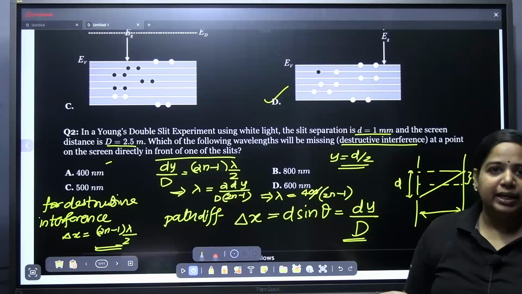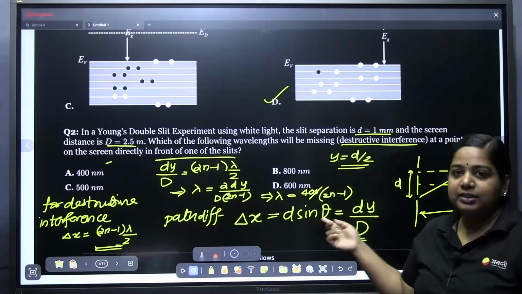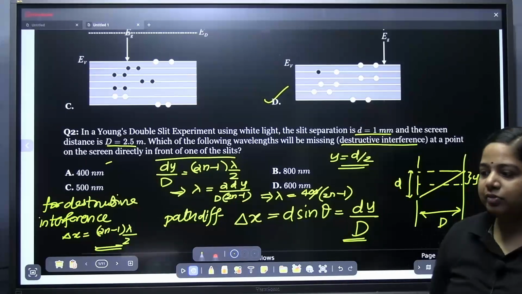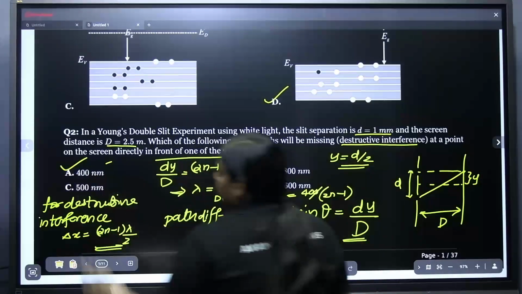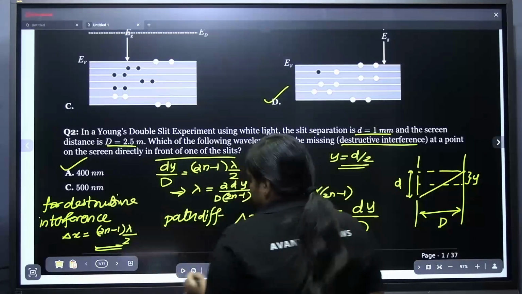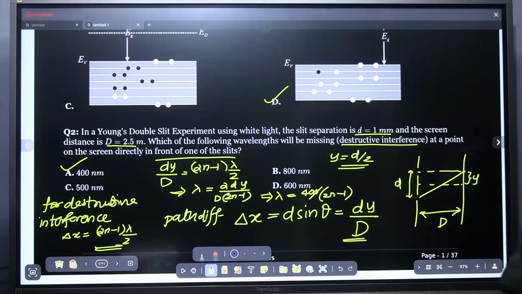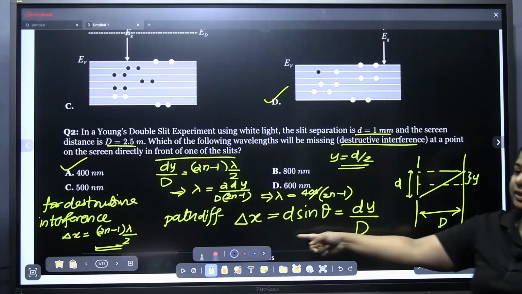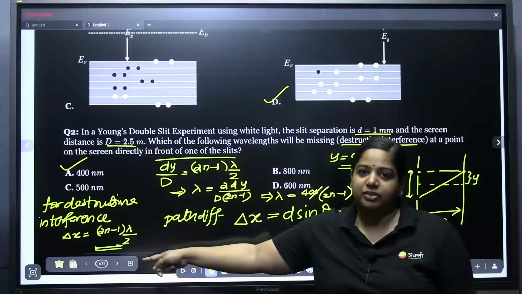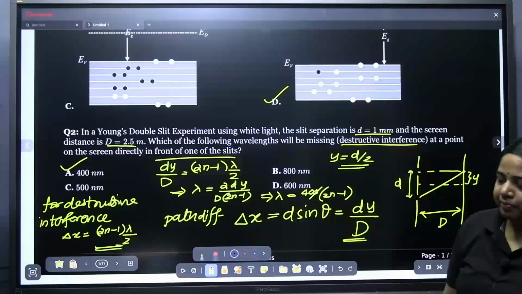When you substitute n equal to 1, this is equal to 400. When you substitute n equal to 2, this is 400 by 3. That value is not present in the options. So we can go with the first option, that is 400 nanometer. Is it clear? Do you have any doubt in this one? We are using the path difference equation here, and the condition for destructive interference for path difference. We are equating them together and solving for lambda. Is it clear?